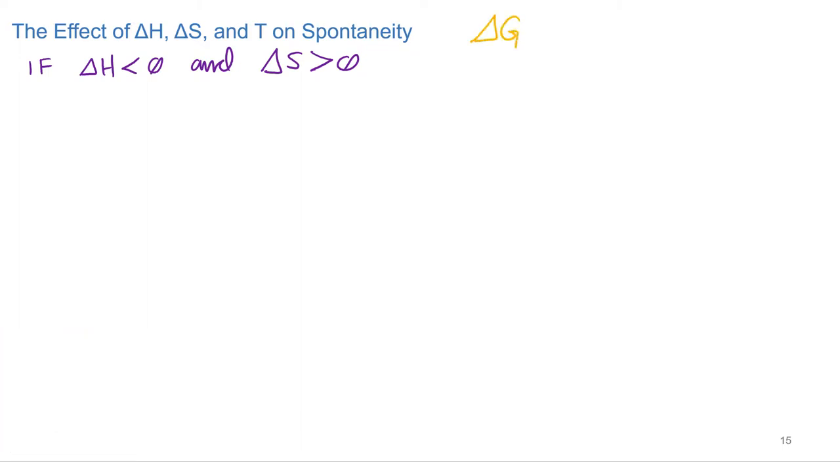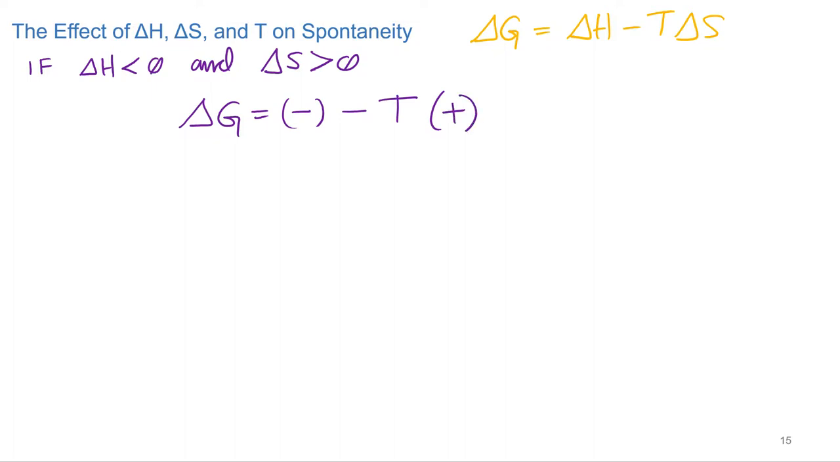Here's our equation, delta G equals delta H minus T delta S. So if delta H is negative, minus T temperature, and delta S is positive, minus a positive, you can make up some numbers to prove this to yourself, but if you subtract a positive value from a negative number, it will always be negative. So like negative 10 minus positive 5, negative 15, negative 100 minus positive 600, negative 700. It's always going to be negative.